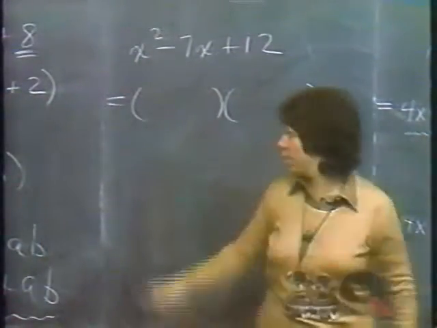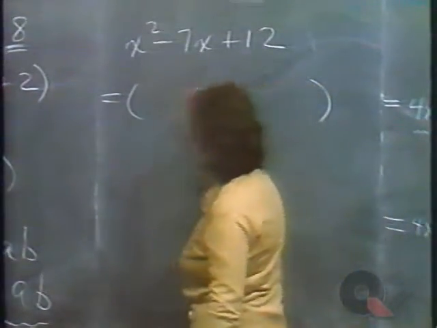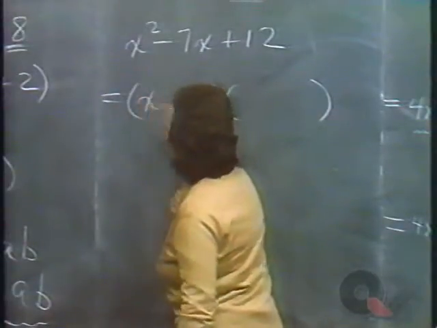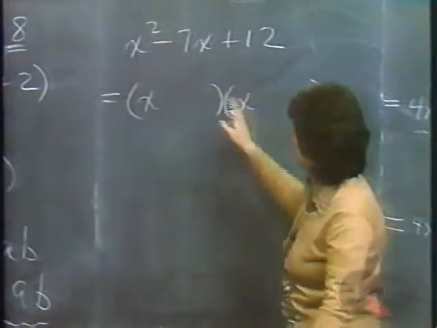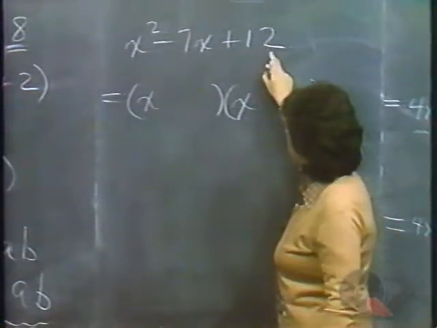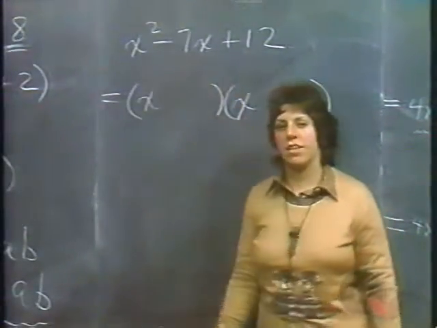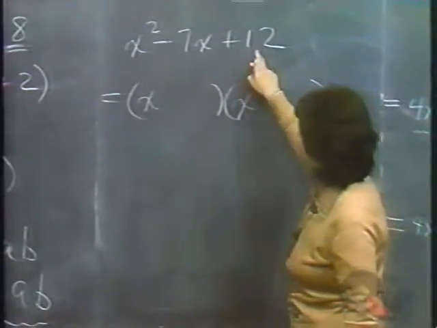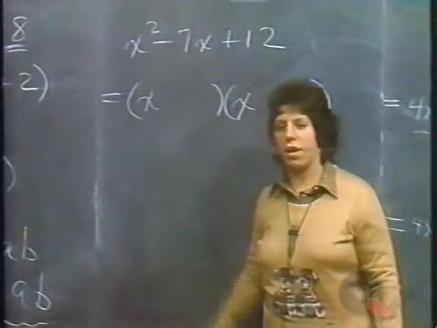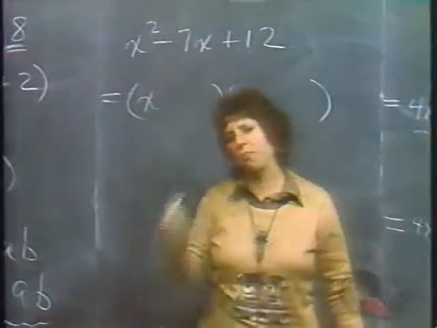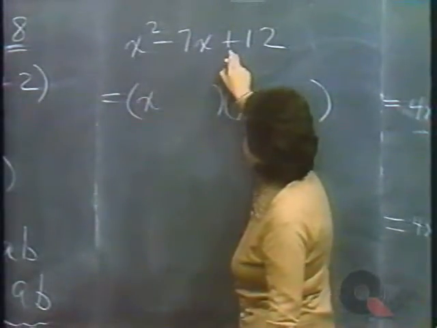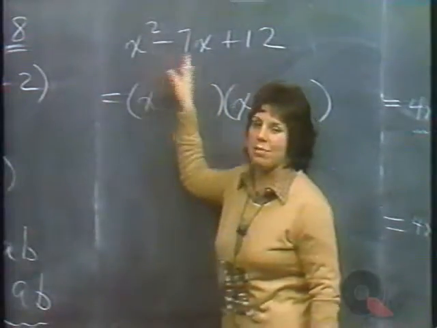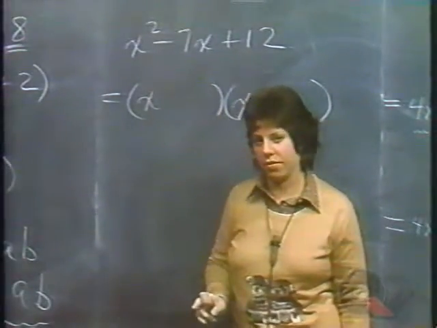Once again, I'd like to factor this into the product of two binomials. We start with x and x, and I'm looking for two integers that multiply to plus 12 and add to minus 7. Now, if two numbers multiply to plus 12, or to any positive number, either they're both positive or they're both negative. And clearly, what we're looking for here are the two that are both negative, since we want them to add to minus 7.